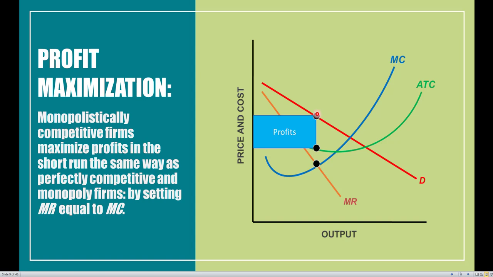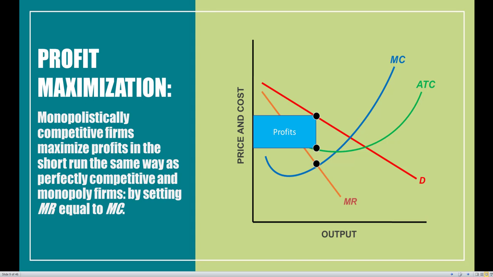Step number 4 is to find the ATC. So at the MR equals MC intersection, find where ATC is going to be. It can be above, it can be exactly at the intersection or below it once again. And here we notice that the ATC is above the intersection right here, but below the price. So anytime price is greater than ATC, we are going to have some type of profits. So step number 5 is to find the area for profits, price minus ATC times our profit maximizing quantity, and that will give us this area right here for profits. So same 5-step pattern for maximizing profits under the monopolistic competition case as we saw with our other market structures.